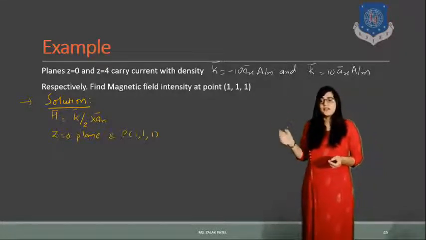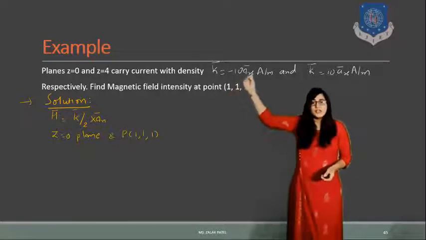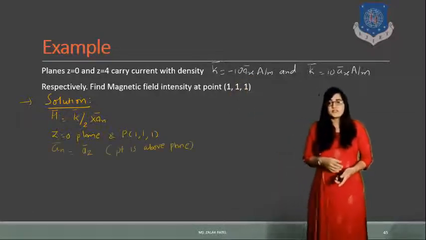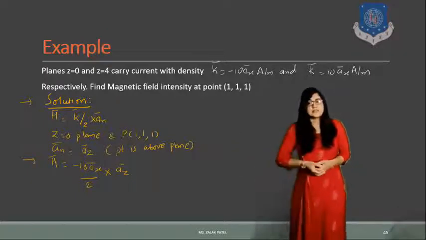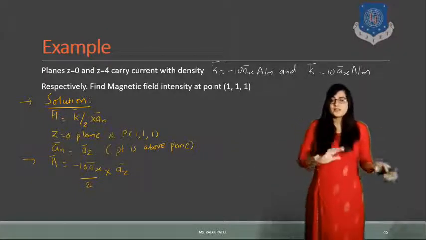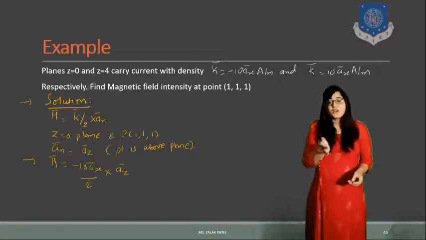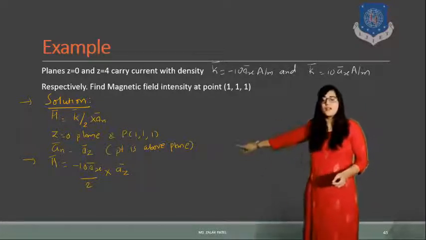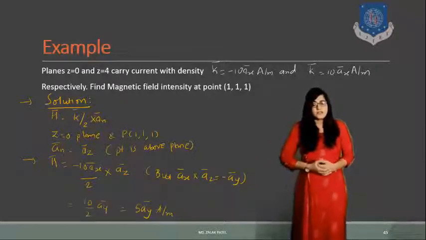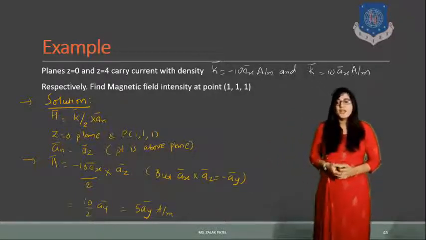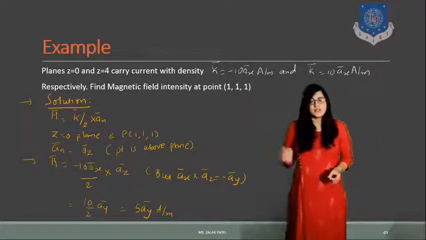So let's say H bar equal to K by 2 cross Az bar, but here K is minus 10 AX, so it is minus 10 AX by 2 cross Az. Now AX cross Az: Z cross X is Y, but X cross Z is minus AY, and there is already one negative sign over here. So the final answer will be positive, plus 5 AY ampere per meter. This is due to the first current density.